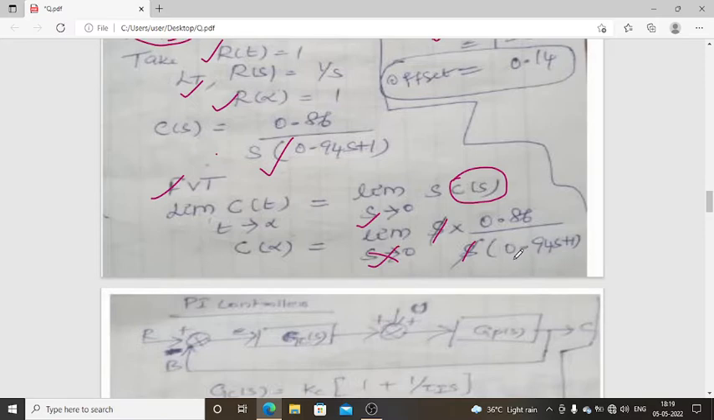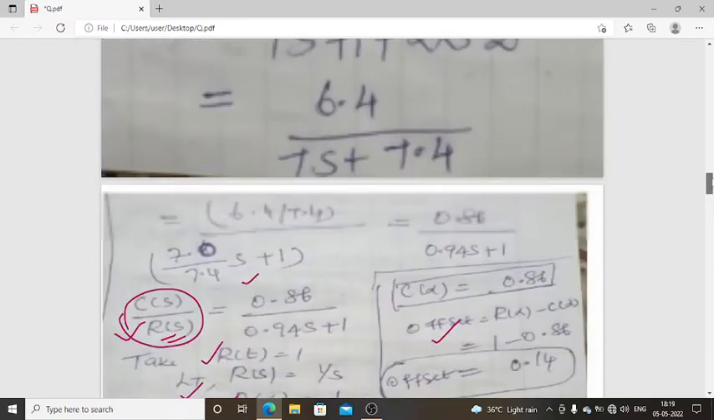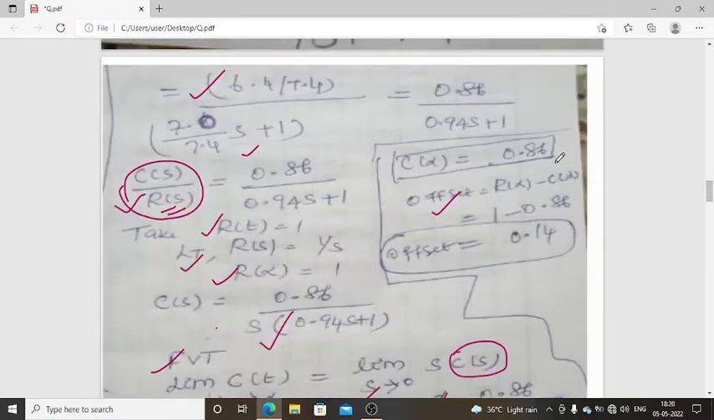So here substitute the S value 0. What is the C of infinity value? 0.86 divided by 1. C of infinity is equal to 0.86. So now we have R of infinity and C of infinity. Substitute here, find out the offset value. Offset is equal to 0.14 for P controller.